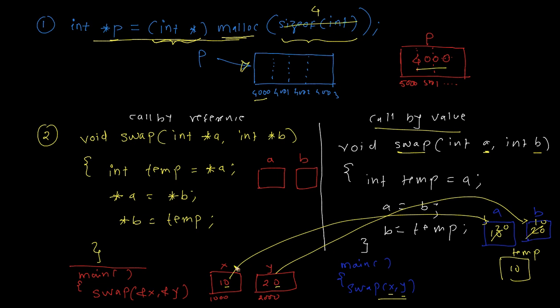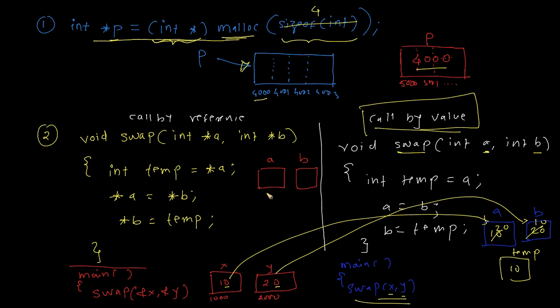We wanted to swap the original x and y, right? But what happened? A and B, which are copies of x and y, changed. We have just copied the values of x and y into A and B. The originals are intact. So this is the drawback of call by value. We are going to discuss this program in great detail in the coming videos. But for now, I just wanted to show you the use of pointers, that is call by reference.